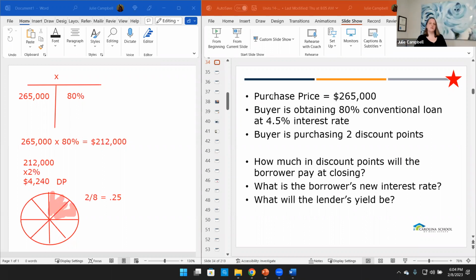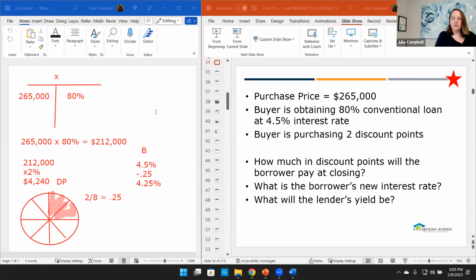So 2 discount points is equal to 2 pieces of our 8-piece pie, which is 2/8. 2 divided by 8 is 0.25. So now the question says, what's the borrower's new interest rate? Well, they were given an interest rate of 4.5%. They brought 2 discount points to settlement, $4,240, which means they bought down their interest rate by 0.25%. So what's their new interest rate going to be for the life of the loan? For the borrower, for the next 30 years, their interest rate is going to be 4.25%.